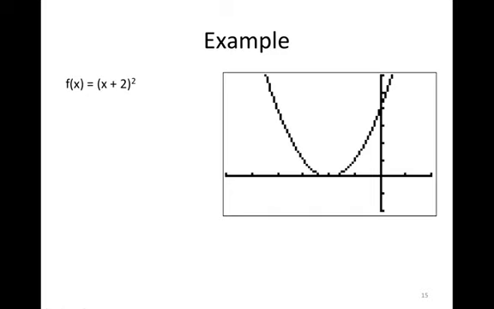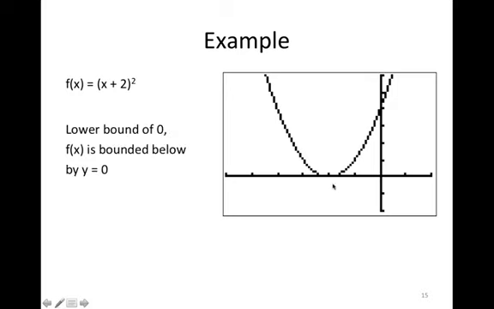So again, we go back to our example of (x plus 2) squared. There is obviously a place that it never goes below. That's, in this case, the x-axis. We'd say it's bounded below by the x-axis, or as a lower bound of y equals 0, or as a lower bound of 0. Any of those would be fine.